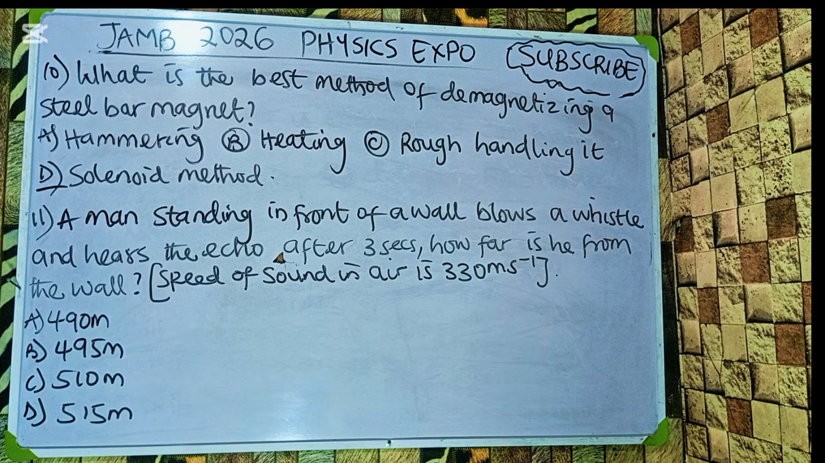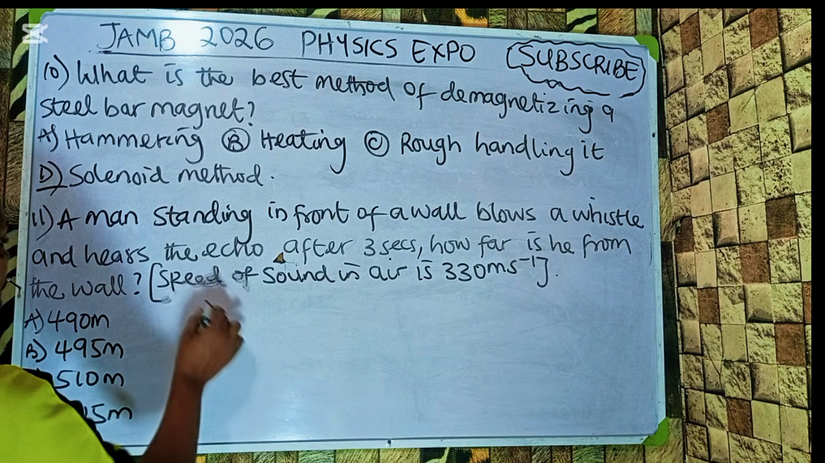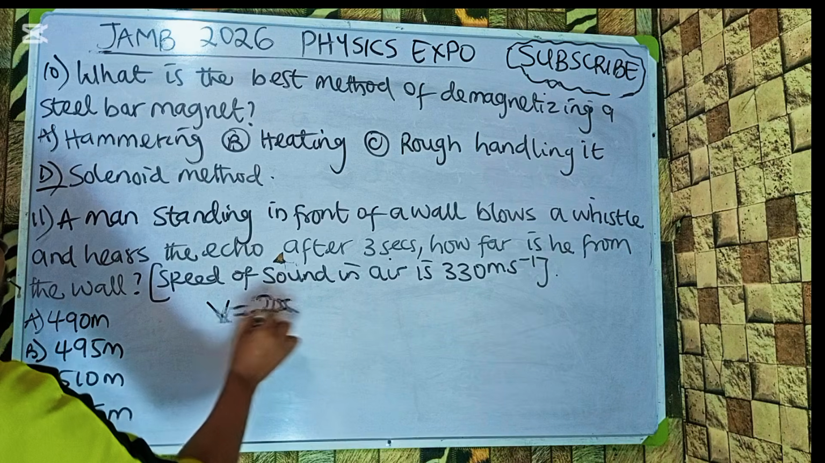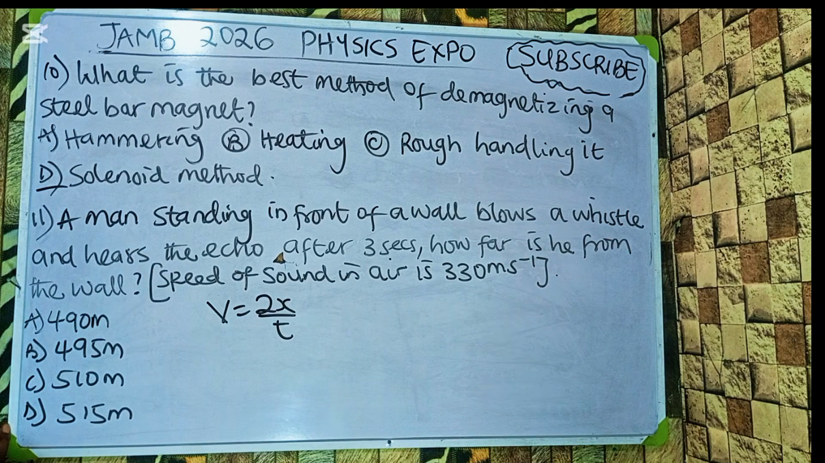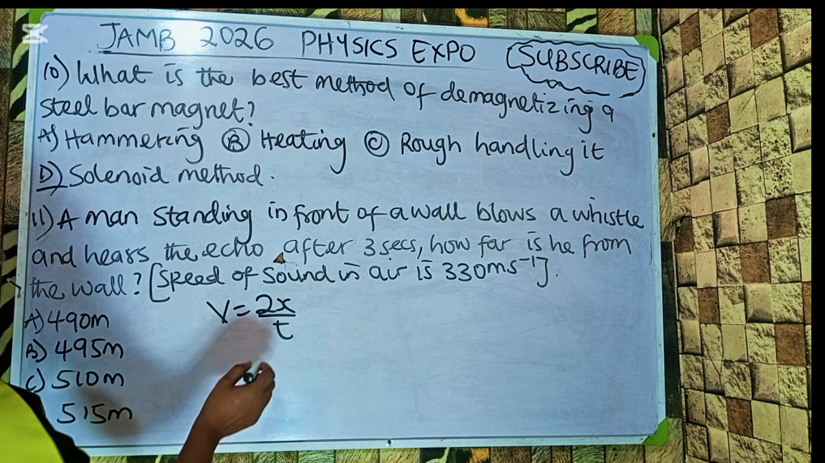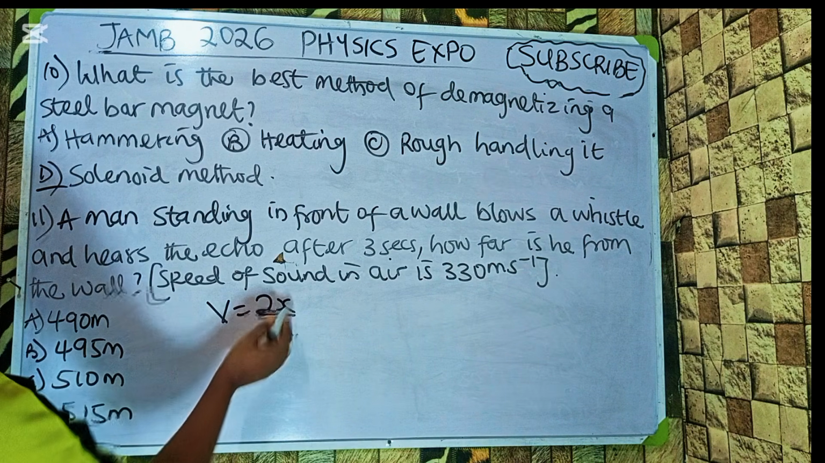Question 11. A man standing in front of a wall blows a whistle and hears the echo after 3 seconds. How far is he from the wall? We are given the speed of sound in air as 330 meters per second. And we have the following options. Now you must understand that once it comes to echo, the velocity of the echo is twice the distance, right? Now the velocity is 2 times the distance over what? Time, right? Now the man hears the echo 3 seconds later. That means we have the time and we are looking for distance, right?